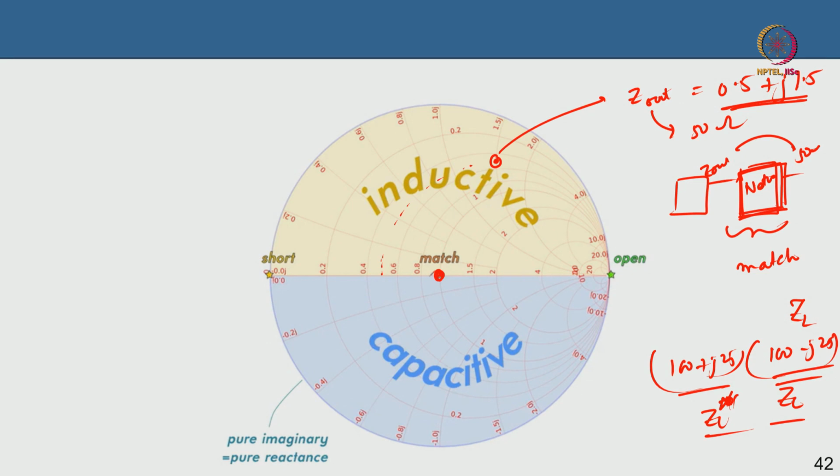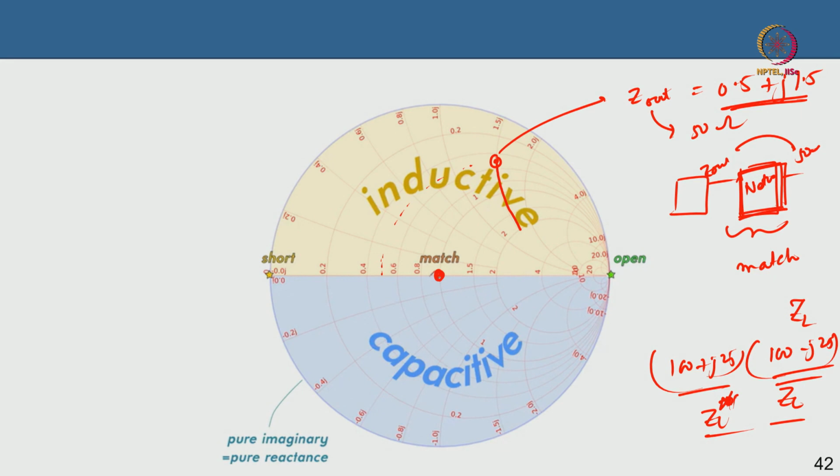So, how will you match a point to 50 ohm? In general, you try to avoid including resistors in the matching network, because those lead to I squared R losses. So, you try to avoid resistive lines. If you go along this line, you are essentially adding a resistor, so you try to avoid going along that line. What you have to do is take help of a parallel or series combination of inductor and capacitor, such that you can move on either the admittance circle or the impedance circle.